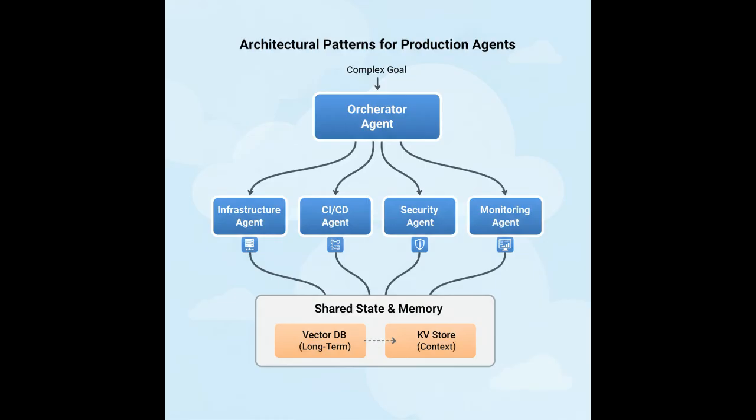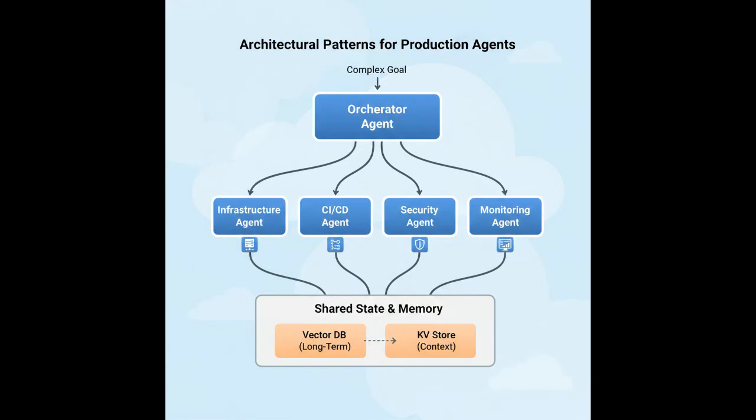Another pattern is the agent as a tool model. Instead of having one monolithic agent, you equip a primary agent with a library of other agents it can invoke, much like a function call. This is powerful for tasks requiring diverse capabilities, such as combining a code-writing agent with a database querying agent.